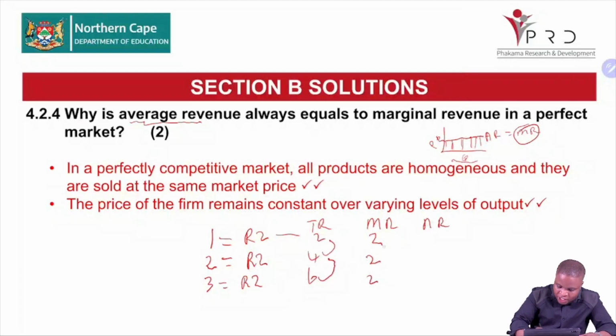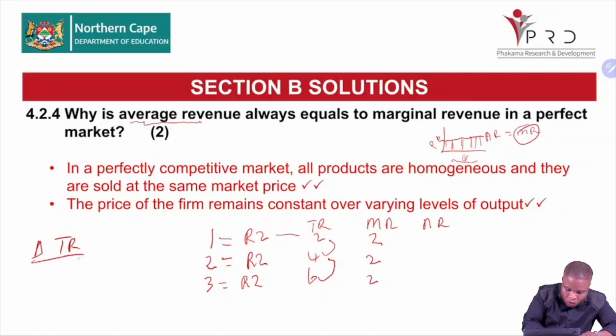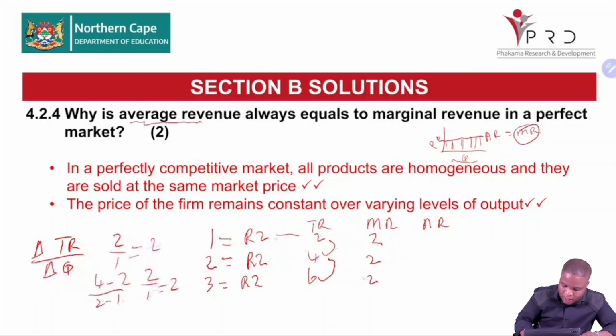Even if you put this marginal revenue in a calculator, it's the change in TR over change in quantity. The first one is 2 over 1. There's no change. Your answer is 2. The second one is 4 minus 2 over 2 minus 1. 2 over 1 is 2. The third one is the same. 6 minus 2 over 1 is 2. Answer is 2. We go to average revenue.